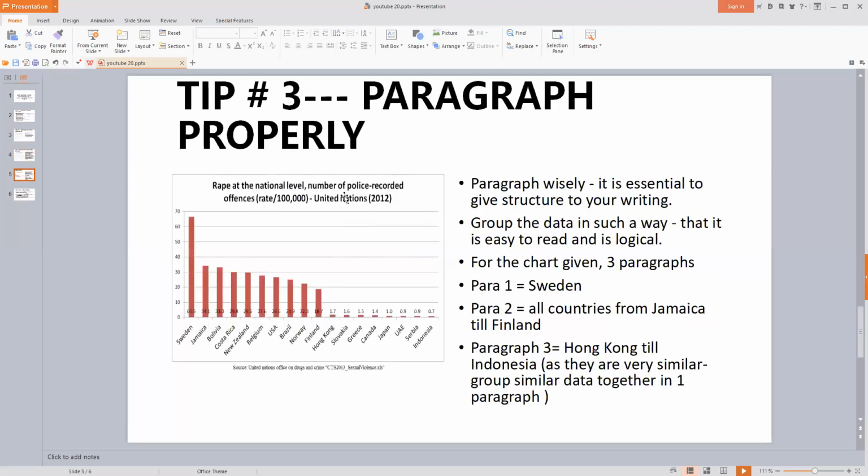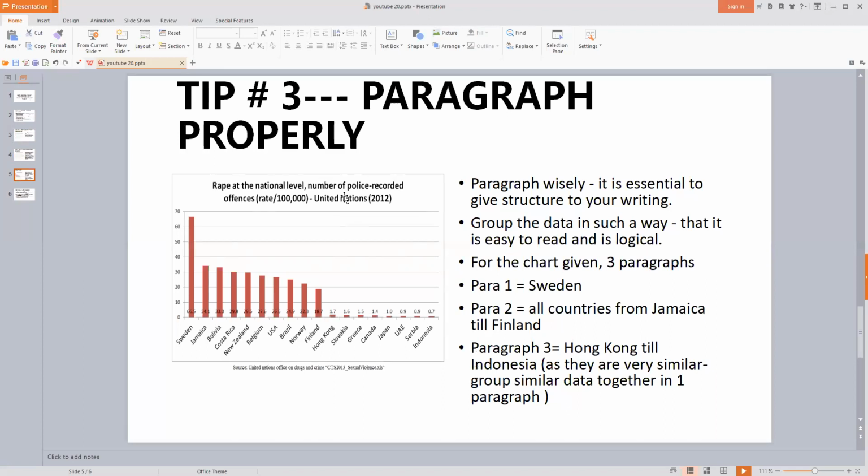Now, tip number 3 that I've got for you guys is to paragraph properly. Always remember, you should have a good structure to your writing. Okay, it's very important. Your writing should flow easily. You should structure your writing in such a way that it is easy to follow. The examiner should find it easy to read. So that's how you should paragraph.